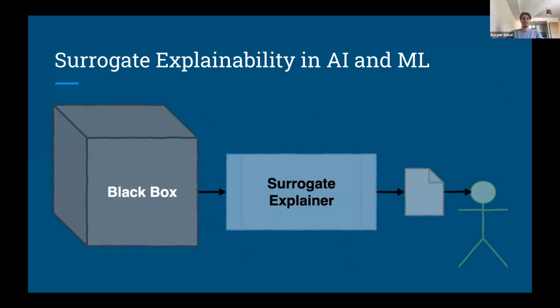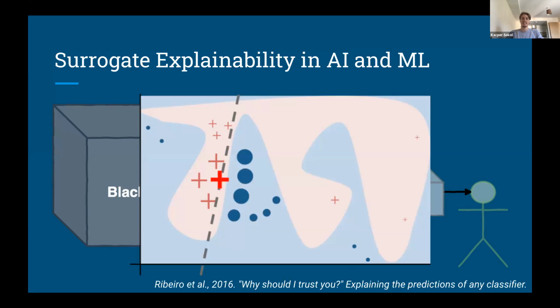So where does it fit in machine learning explainability? Well, you have a black box, and then you put on top of that a surrogate explainer, which is usually a local and behavioral surrogate, which produces an explanation and which is then delivered to a human explainee. And to ground this idea, this is one of the figures taken from the LIME paper.